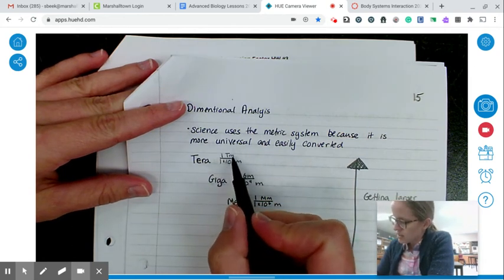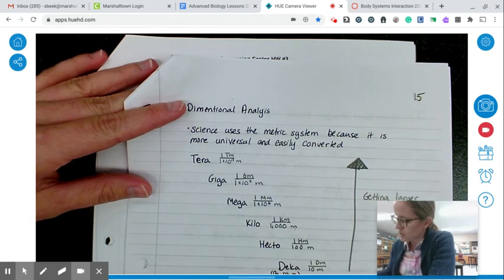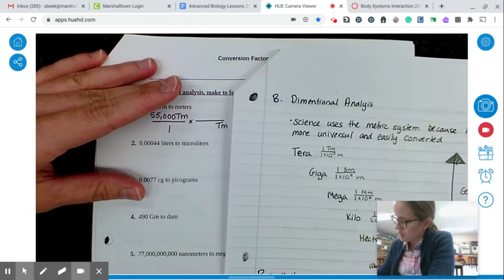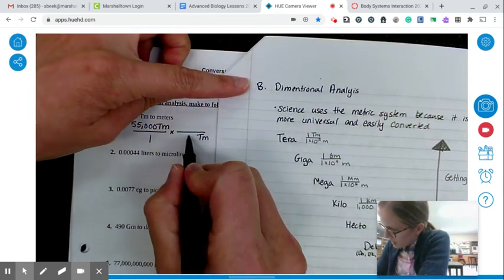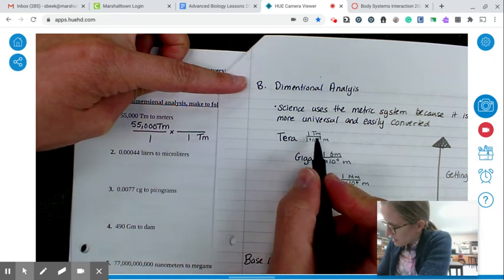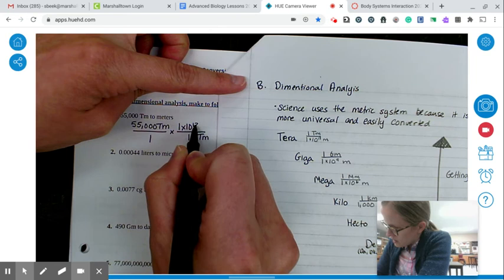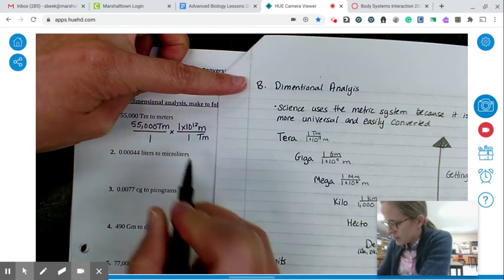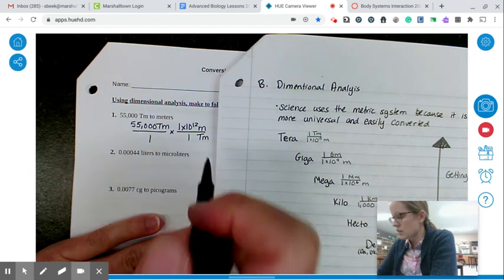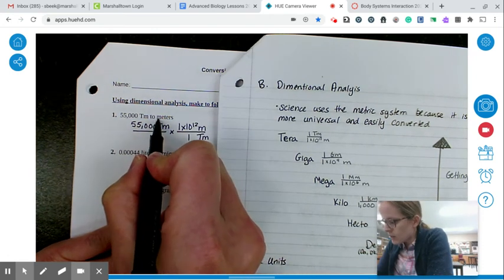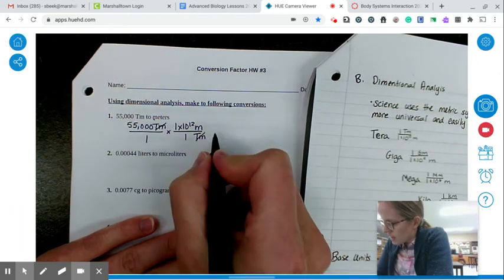And on there, I can see that 1 terameter is equal to 1 times 10 to the 12th meters. So I'm going to flip it. So I have to put my 1 terameter on the bottom because that's where I have to have terameters. And then I'll put the 1 times 10 to the 12th meters on top. And then once I get the unit that they're asking for on top, I know I'm done. They want meters, and I have meters on top, so that means that I'm done.